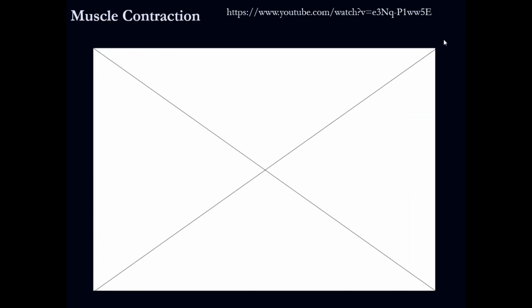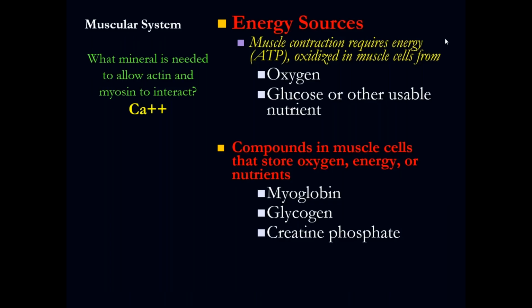Okay, so saying that, we are going to mention a few things about the muscles. The mineral that is needed to allow actin and myosin to interact. What is that mineral? It's calcium. So calcium is required in order to make the muscle contraction. Again, if you forget that, you can remember this: entry of sodium and then the entry of calcium.